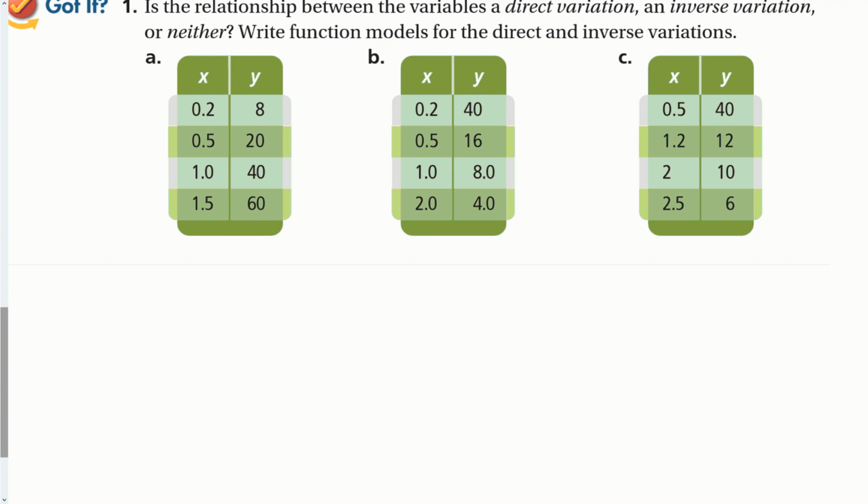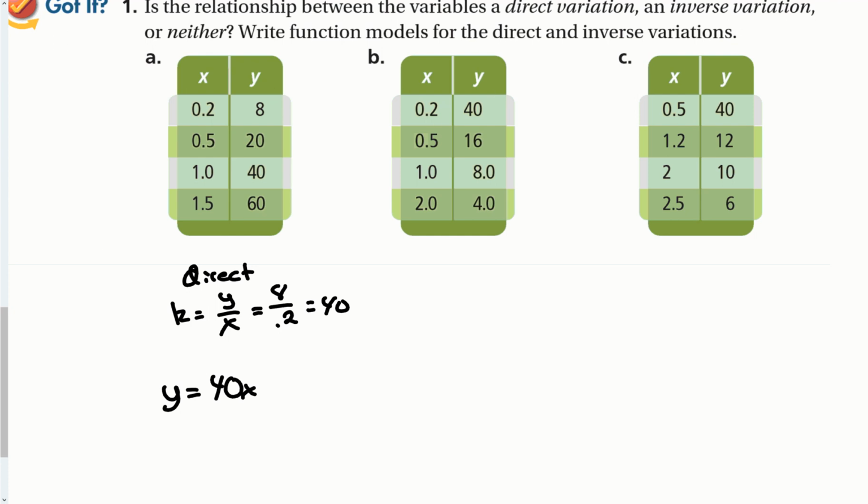Let's look at the three guided problems. X is going up, y is going up. So this could be direct. For direct variation, the constant is equal to y divided by x. So let's try it. 8 divided by 0.2 is 40. 20 divided by half is 40, 40, 40. So this is direct variation. And the formula would be that y is equal to 40 times x. Y is equal to k times x. All right, part B.